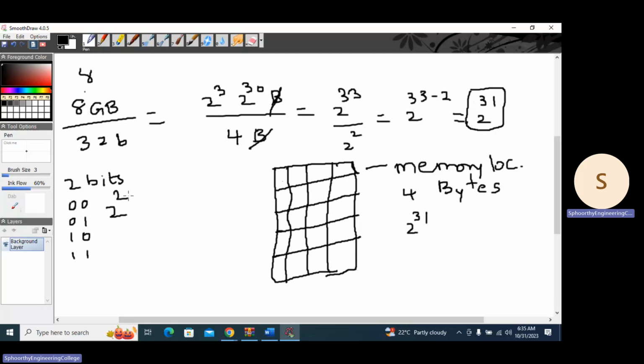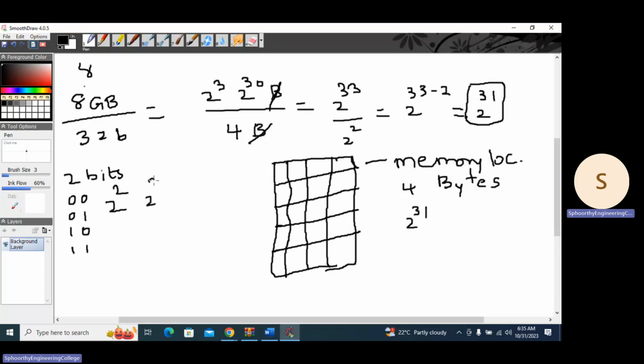With 2 bits, I'll get 2 power 2 different binary codes, and each binary code can be used as one memory address. With 3 bits, I'll get 2 power 3 combinations. With 4 bits, 2 power 4 combinations. With 30 bits, 2 power 30 combinations. With 31 bits, how many combinations will I get? 2 power 31. Yes or no?